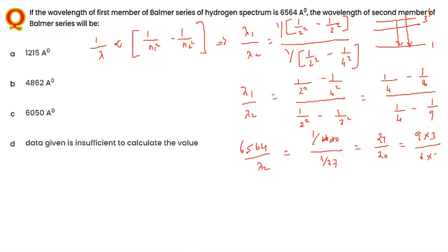Shortcut method I just mentioned here is approximation. So according to this, this one here is 3 by 2. So from this one, lambda 2 is equal to 6564 into 2 divided by 3. You just cancel it and multiply this one. This will be approximately 4200 that will come approximately. So in this case, you're going to have the answer here.